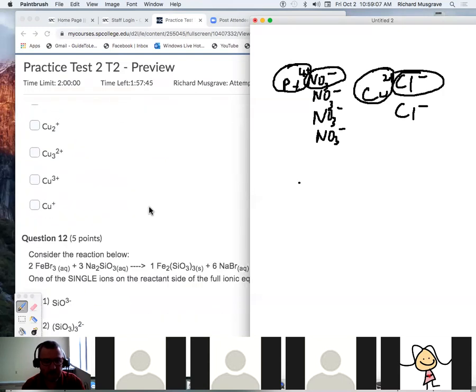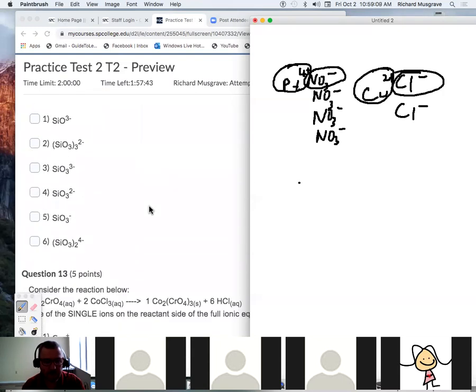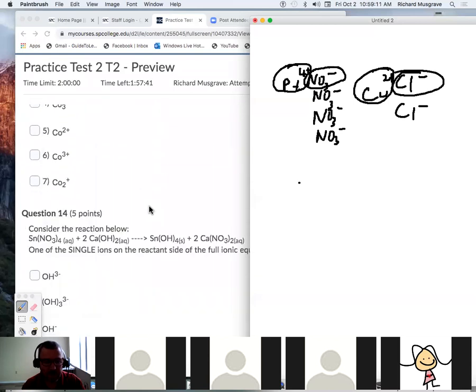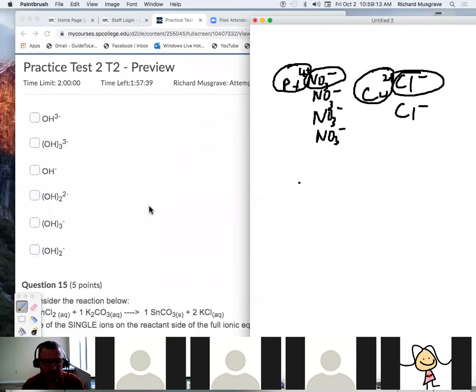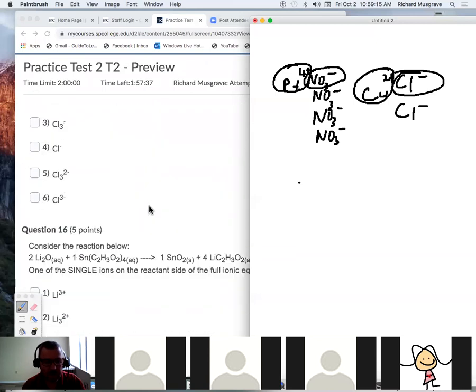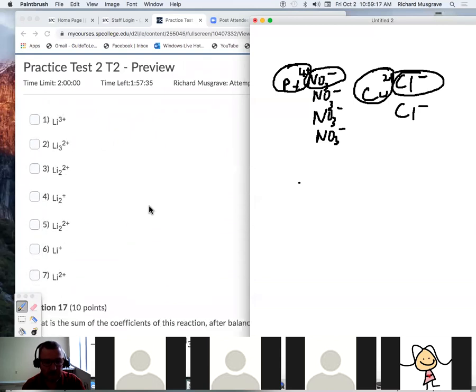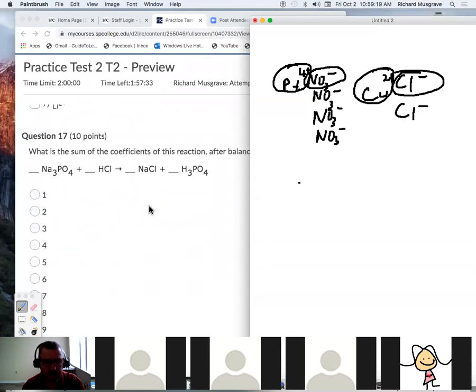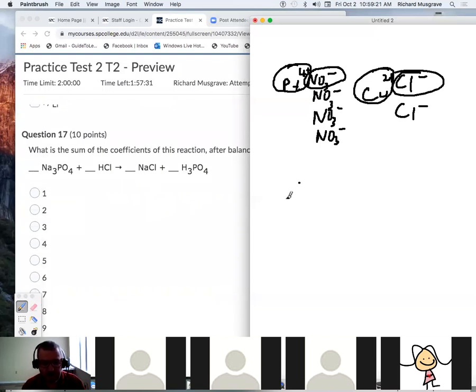Okay. So same kind of thing over here with the other examples. And I think there's 6 of them that you would do there. Then, and number 17 is a balancing type exercise.